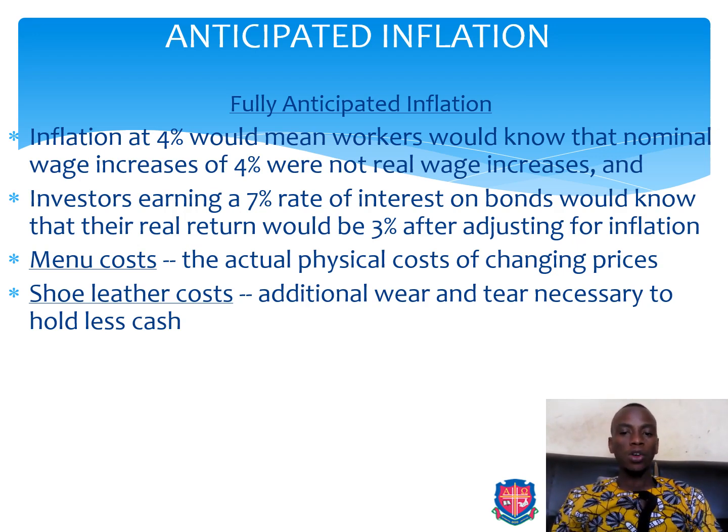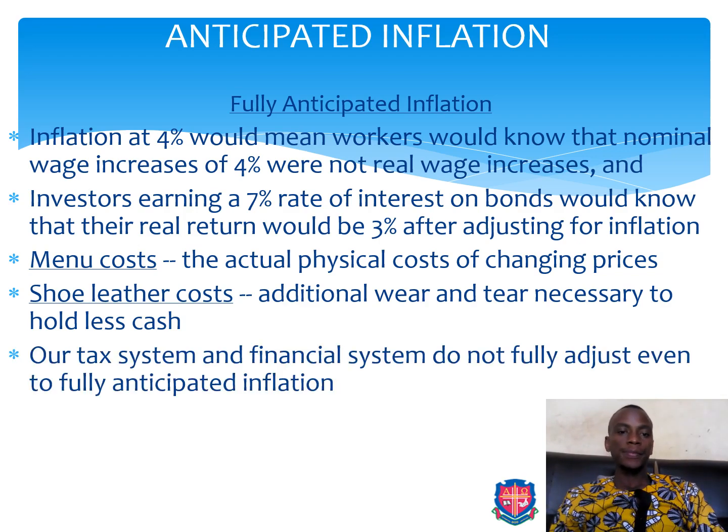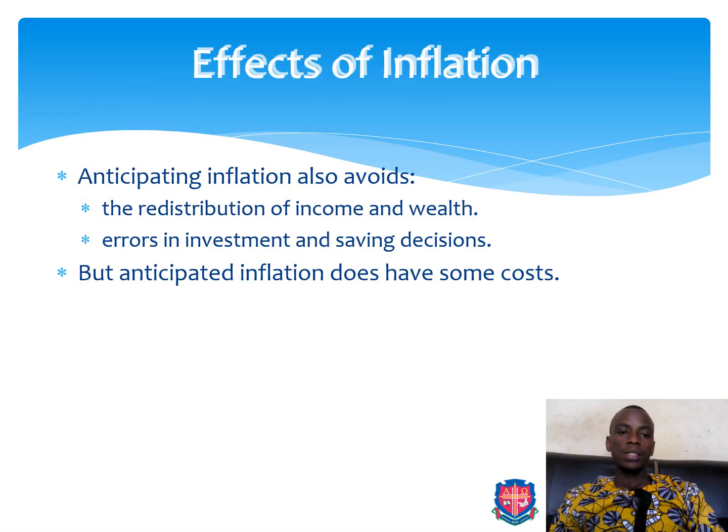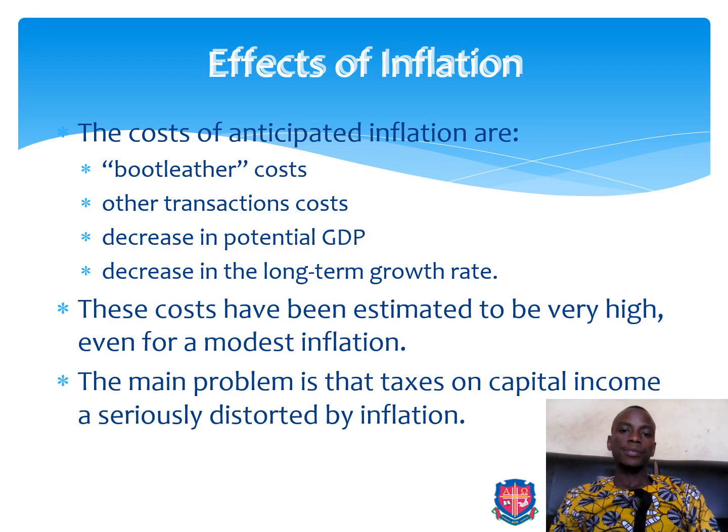So those actual physical costs of changing prices are what we call the menu costs. It can be in the form of forgoing what we were initially eating, postponing, doing several other things altogether. If you were eating a kilogram at home, you end up eating a half and a quarter, etc. Anticipated inflation also causes distortion of income distribution, and errors in investment and saving decisions. So these are some of the costs of anticipated inflation.